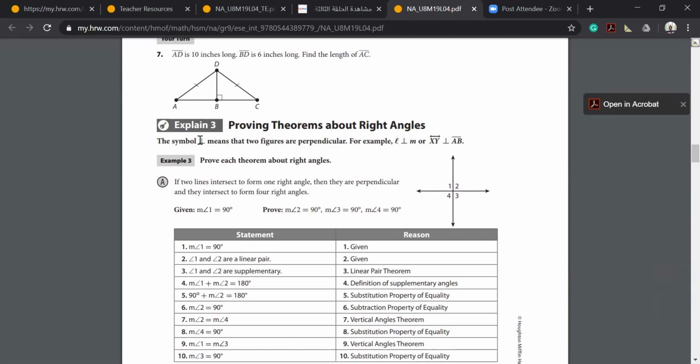First of all, you know this symbol, right? This symbol means that two figures are perpendicular. So when he tells you that L is this thingy, M, he means that L is perpendicular to M.